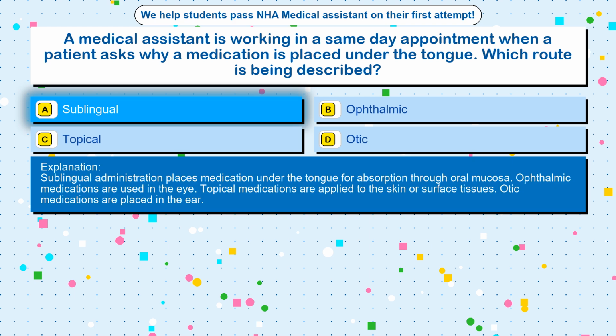Sublingual administration places medication under the tongue for absorption through oral mucosa. Ophthalmic medications are used in the eye. Topical medications are applied to the skin or surface tissues. Otic medications are placed in the ear.